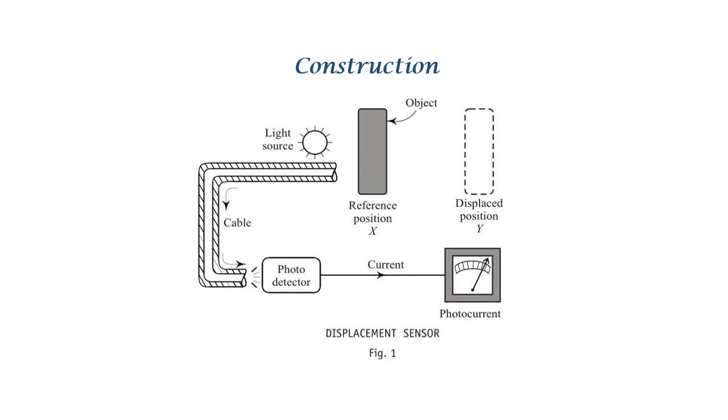The other end of the cable, that's its back end, is also fixed to an adjustable support enabling proper orientation. The emergent light from this end is gathered by a photodetector and is measured as a corresponding electric current. That's about how it is constructed. Now let's see about how this setup works to sense the displacement of the object.